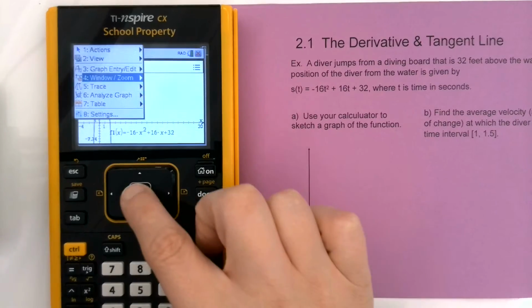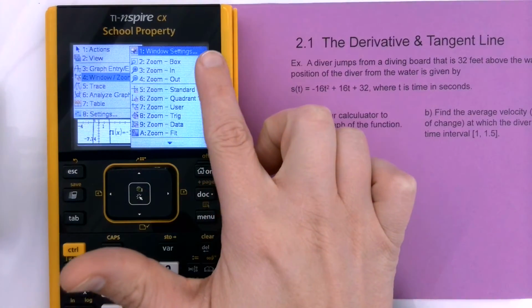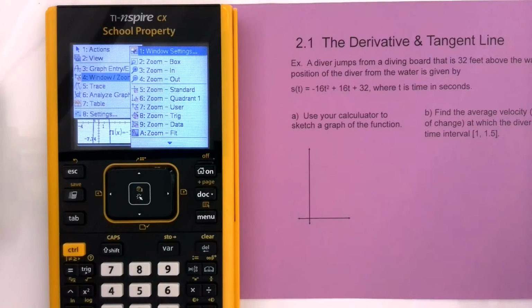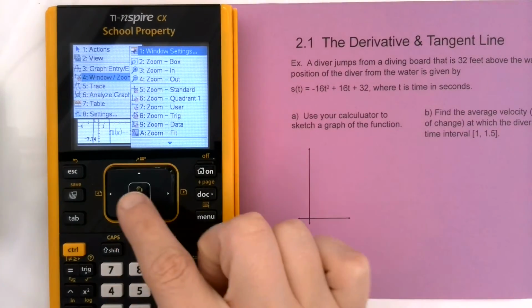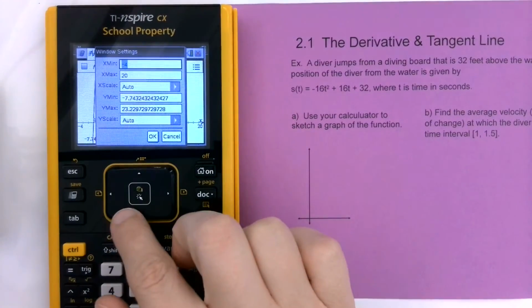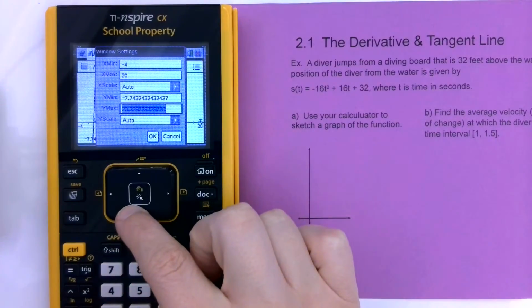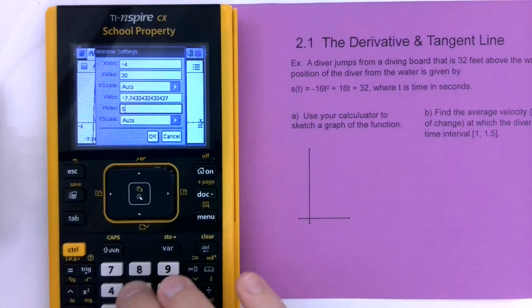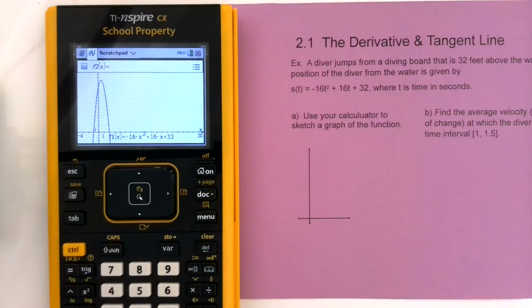But yeah, if we go menu and then our window, we could go to window settings. Sometimes a standard zoom is going to help. That's like a -10 to 10 in your x-axis and y-axis. But for this one, we're going kind of high. We've got a diver that is jumping from a diving board that's 32 feet above the water. So he's actually jumping up first and then going down. So we want our y max to be higher than 32. Maybe we make it like 50. Make sure we include that, so that way we can at least see the max.